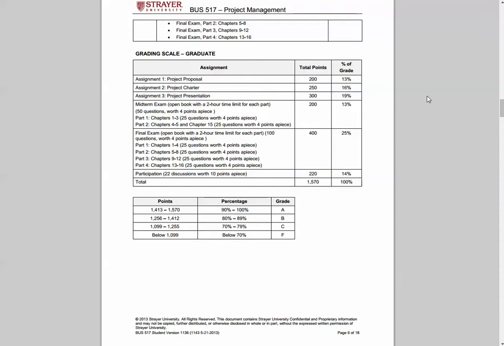It's page 6 of 18 where we address the grading scale, and it shows the list of assignments that are required for this course. Assignment 1 is the project proposal, Assignment 2 is the project charter, and Assignment 3 is the project presentation. Now, when you see this, you may ask some legitimate questions, and that is, wait a minute, a proposal is happening before a charter.